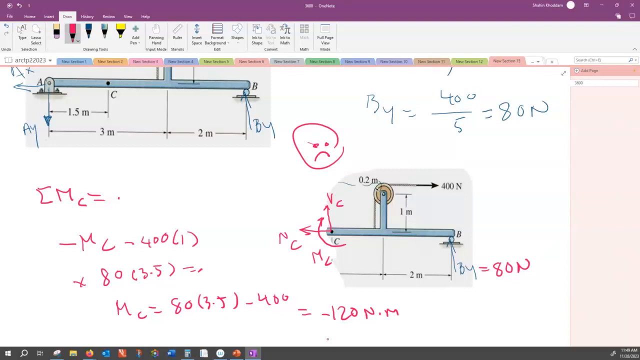Okay, next step is to find out the N of C. N of C is equal to 400. That's easy. And that is toward the left. And what is V of C? V of C is negative 80.